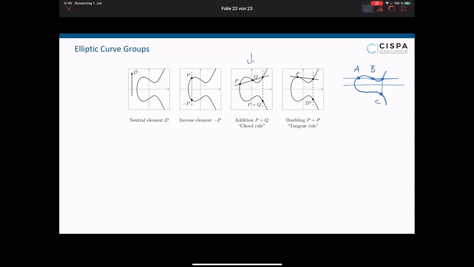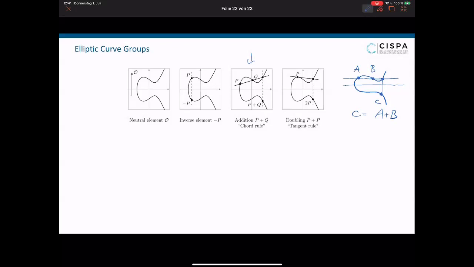So A is a point, B is a point. Now we can write C is A plus B, right? So the result of applying this group operation on A and B is C. And you can really check that this is a group operation. First, the easiest thing you can check is that it commutes, right? It doesn't matter if you add A and B, you always get C.